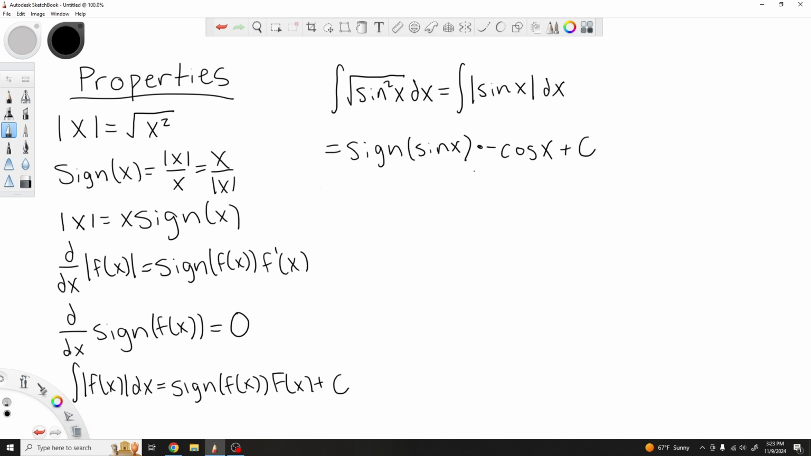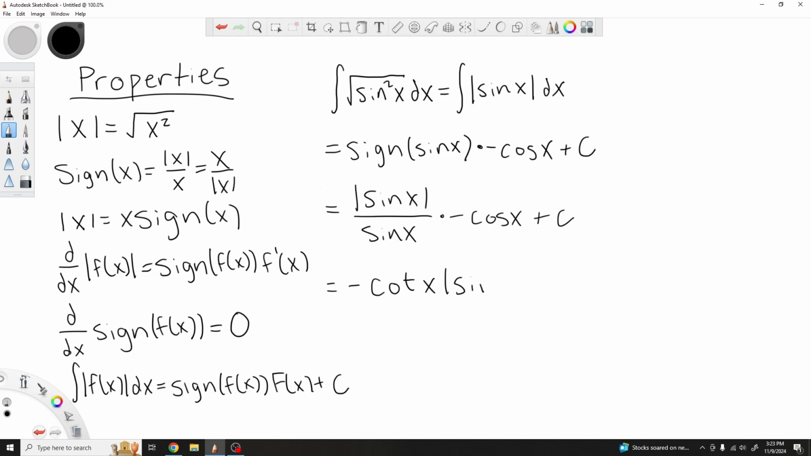Now, notice this isn't exactly the form that we saw our original answer in. All that we have to do is rewrite this sine function as the absolute value of sine x over sine x. And then we're multiplying by negative cosine x plus c. And now we can rewrite cosine over sine of x as cotangent of x, absolute value sine of x plus c. And there we have it.